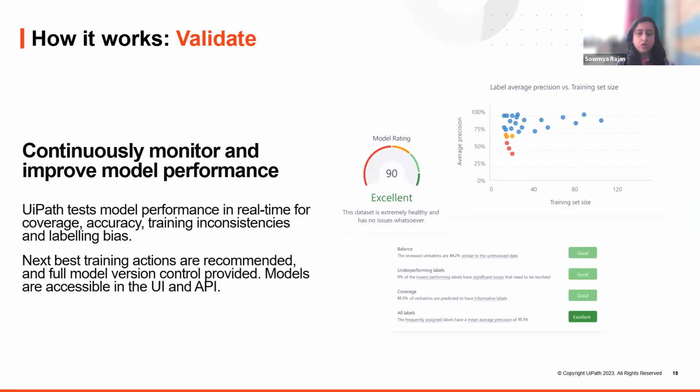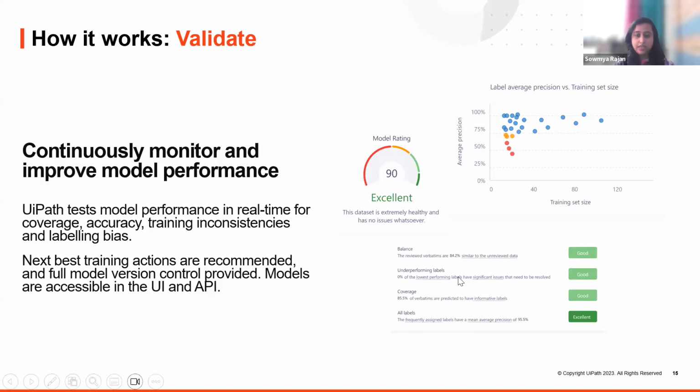Once you train the data, once you are satisfied with the model rating and everything, you have to validate whether the model has predicted everything properly, or whether it is giving out the proper results. In that way, we have to validate and continuously monitor the model performance as well. All these things are done in real time. Hence, this validation is necessary for coverage and also for training inconsistencies and labeling bias. These are all guided and recommended, and everything is given to us so that we'll be able to train the model by ourselves.